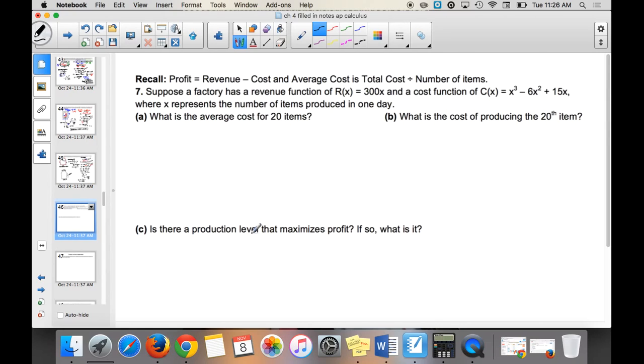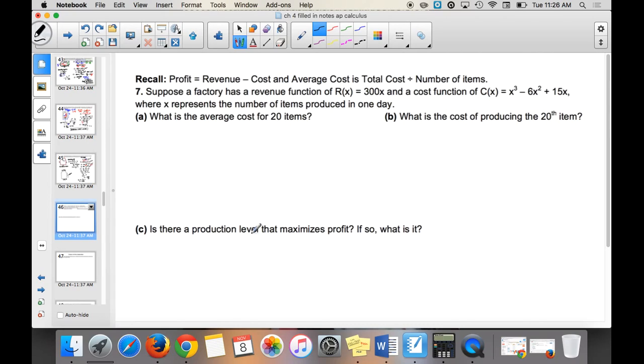So the average cost is also the total cost divided by the number of items that you sold. Okay, so it says, suppose a factory has a revenue function of R of x equals 300x and a cost of x cubed minus 6x squared plus 15x, where x represents the number of items produced in a day. So what is the average cost for 20 items?